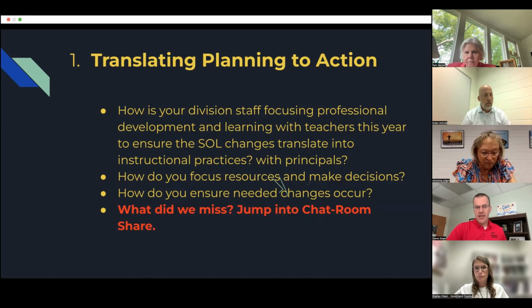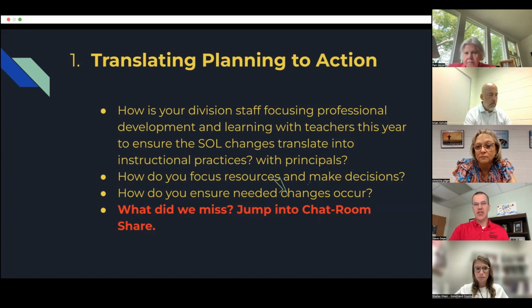The other thing that strikes me is that divisions of different sizes have different resources to deploy to the work. But I do think there's something really important, even in large divisions. Obviously, Goochland's a small division. We rely heavily on our teaching staff to do a lot of the curricular work that's likely done by specialists and other division level folks in larger divisions.